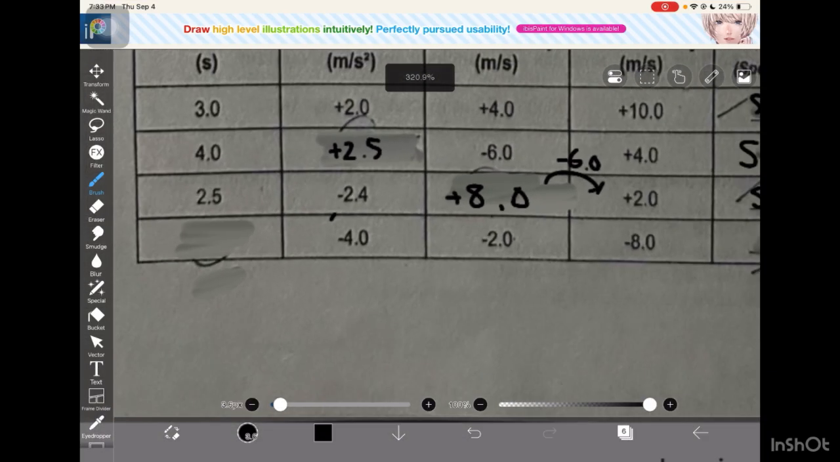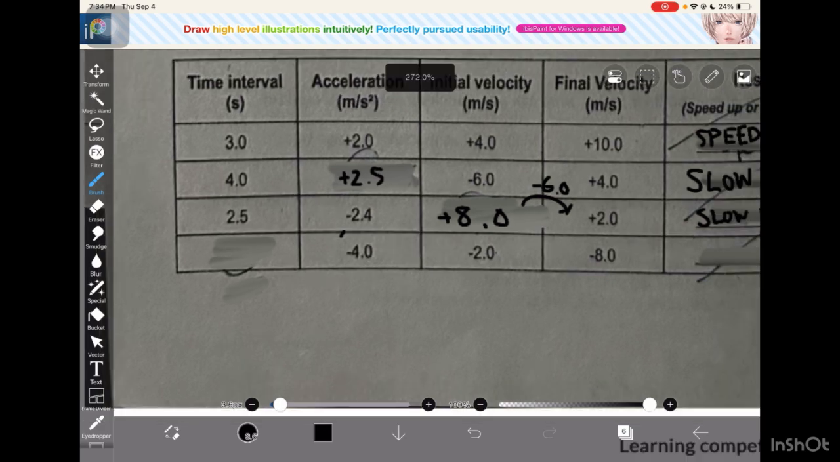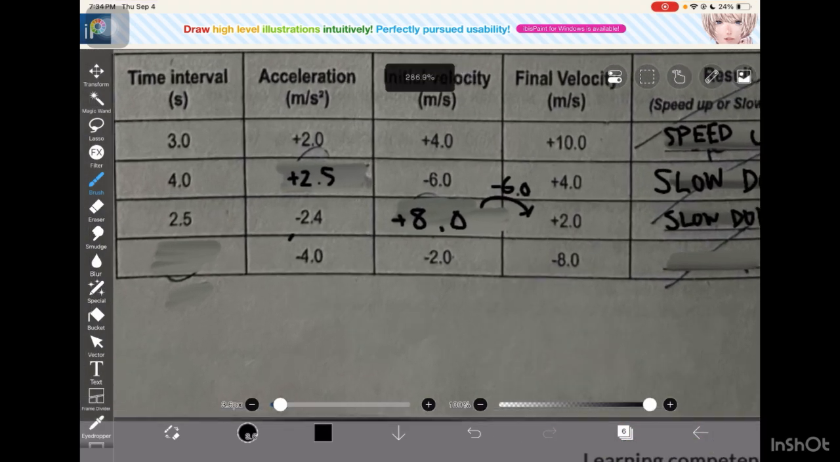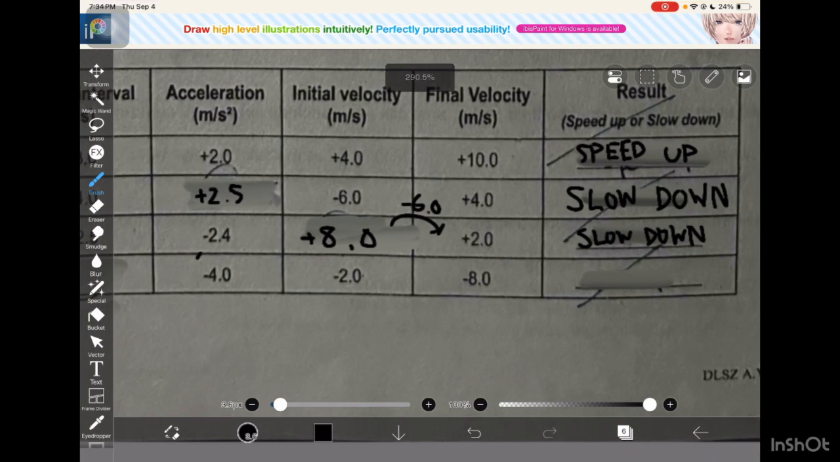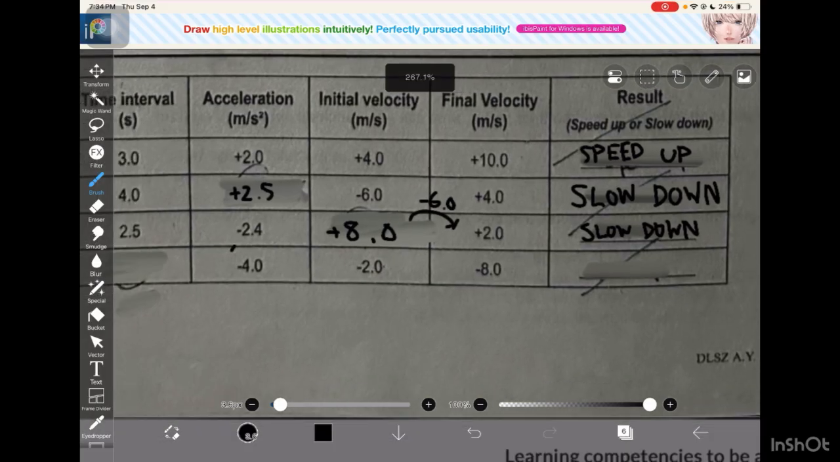Next one, or last one. What if the time interval is missing? First, I want you to do v sub f, velocity final, so that's negative 8.0 minus v sub i, so negative 2.0. That should equal negative 6. Oh, sorry. Yeah, negative 6.